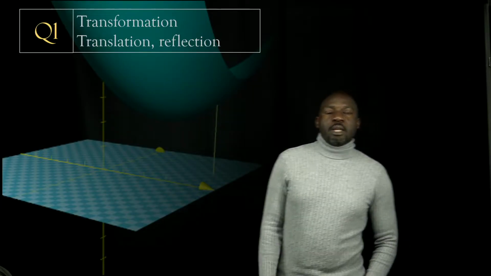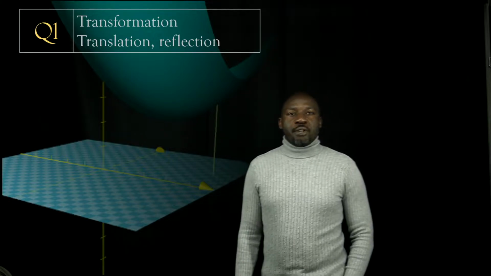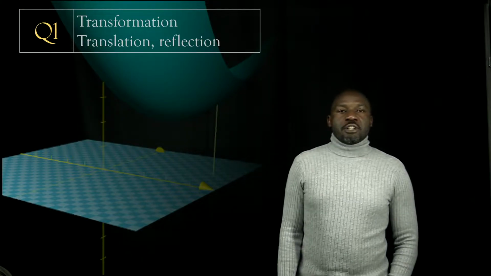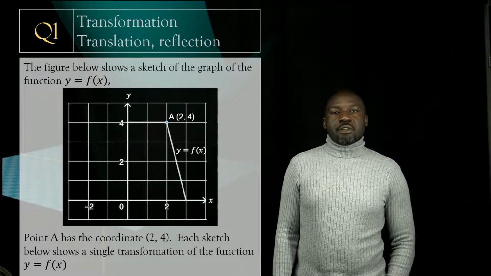All right. So here is question 1 on transformation. In this particular question, we were looking at reflection and translation. The question covered only 2 areas of transformation. Here is the first question.